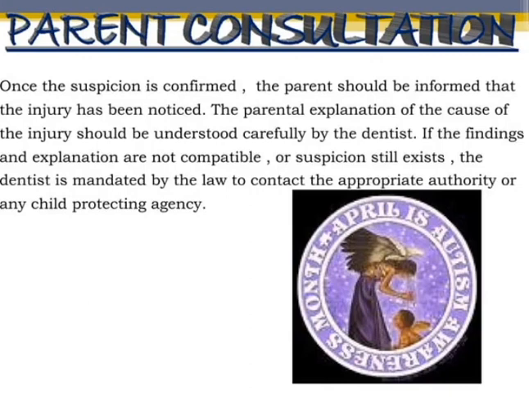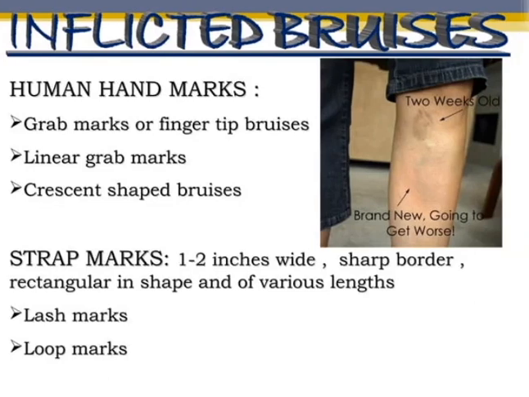Parent consultation. Once a suspicion is confirmed, the parent should be informed that an injury has been noticed. The parental explanation of the cause of the injury should be understood carefully by the dentist. If the findings and the explanation are not compatible, or suspicion still exists, the dentist is mandated by law to contact the appropriate authority or any child protection agency.